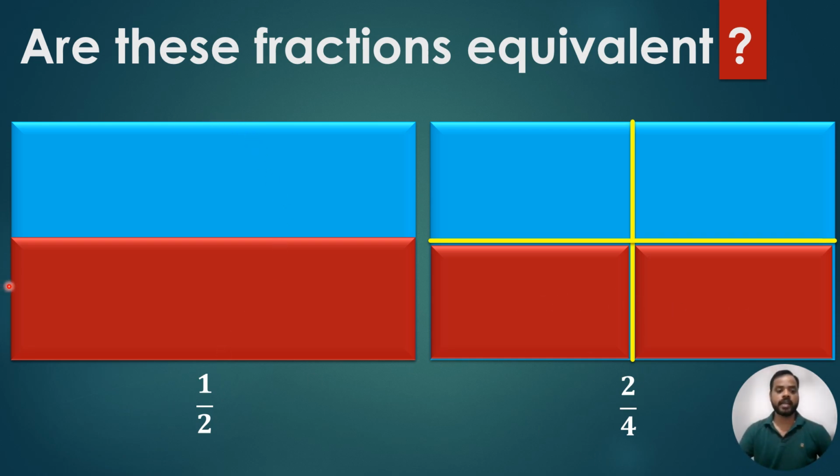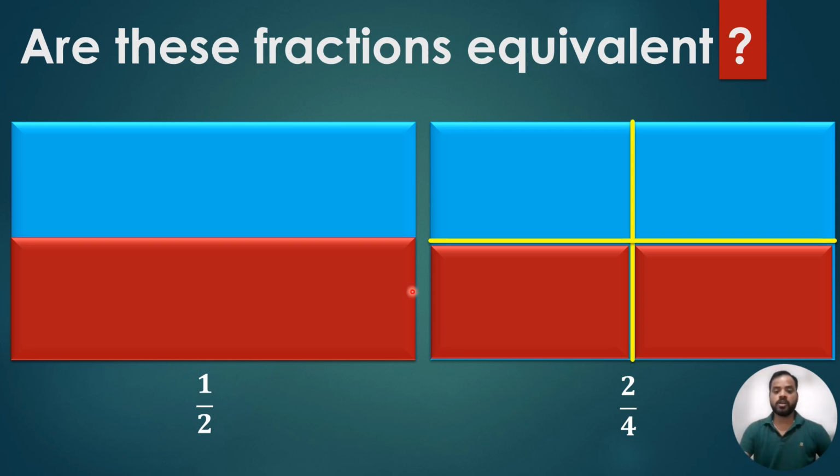Here the whole rectangle is divided into two parts. Therefore, the red part is 1 by 2. Here the rectangle is divided into four equal parts. Out of that, the red part represents 2 by 4. So it is asking, are these fractions equivalent?